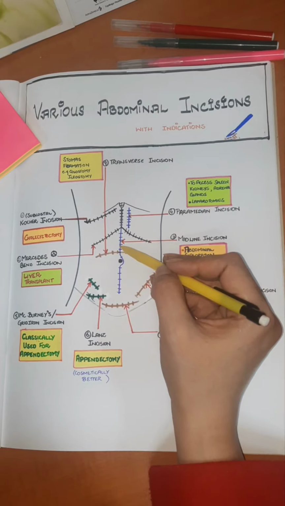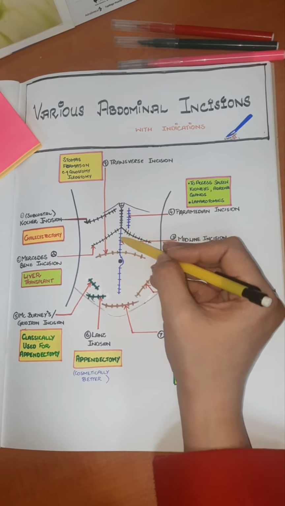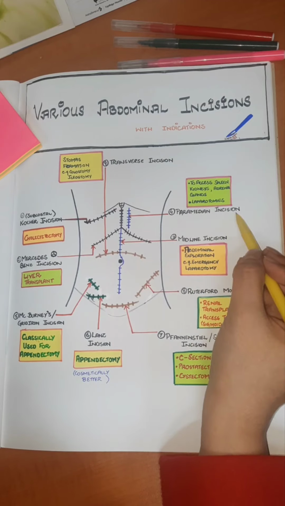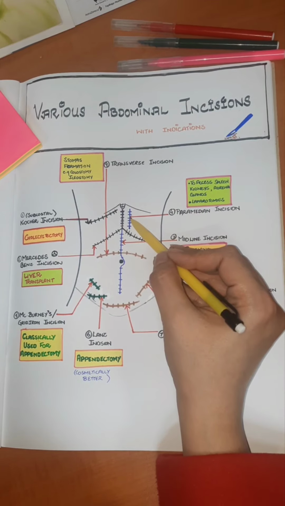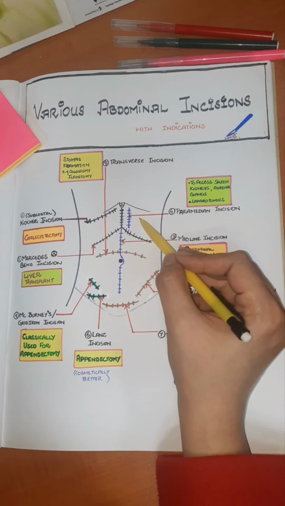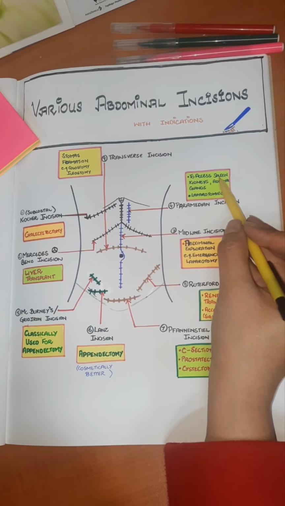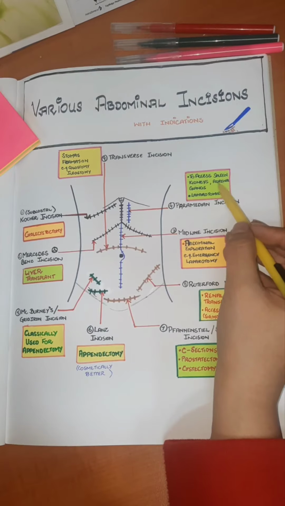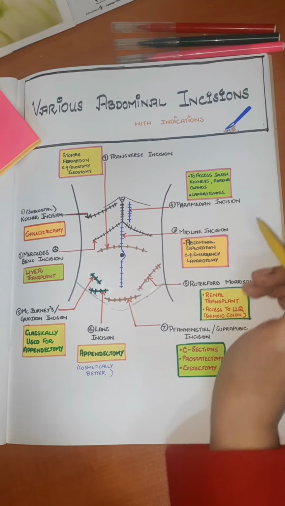Just adjacent to this midline incision, another incision which runs parallel to this is the paramedian incision. This incision is used to gain the intra-abdominal access, particularly for those organs which are found more laterally, like the spleen, kidneys, and adrenal glands.